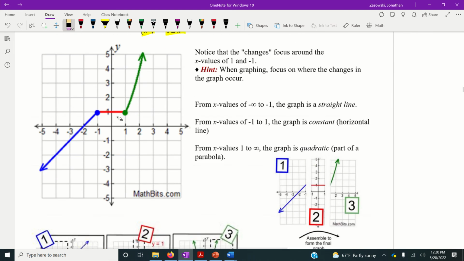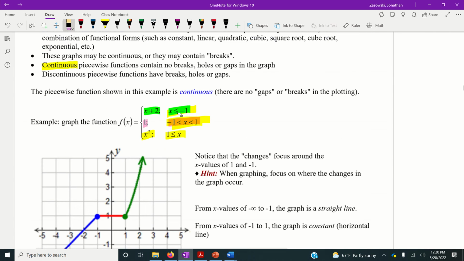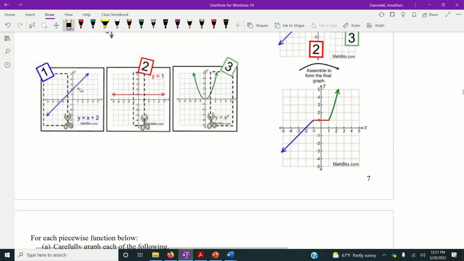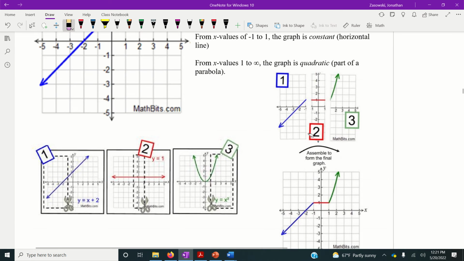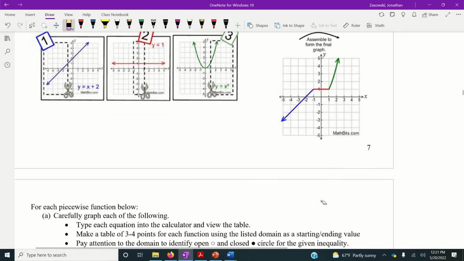So notice on this graph we have the blue graph, the red, and the green. If you look at how we're graphing, when x is less than or equal to -1, you can see that we're essentially clipping this graph. When it's between -1 and 1, we're taking the middle graph, which is a horizontal line crossing through 1, or y equals 1. And then when it's greater than 1, we're taking y equals x squared, and we're taking all these snippets and sliding them together to form this piecewise function here.